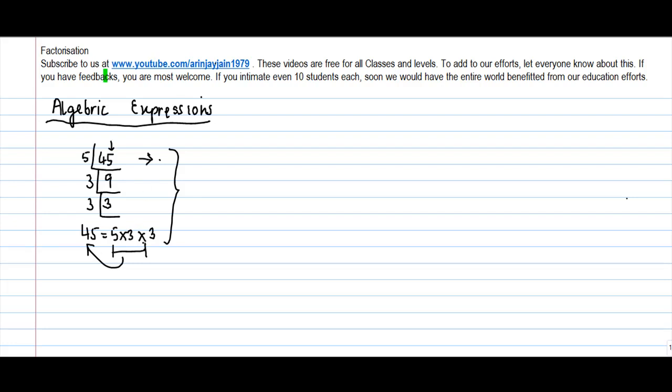Just like we used to do the prime factorization of natural numbers. 45 is what? It's a natural number. Similarly, if you have certain algebraic expressions, you can also do the factorization of these. Let us take, say for example, you have 6xy. Now 6xy can also be written as 6 into x into y. Just like we had written 45 as 5 into 3 into 3.